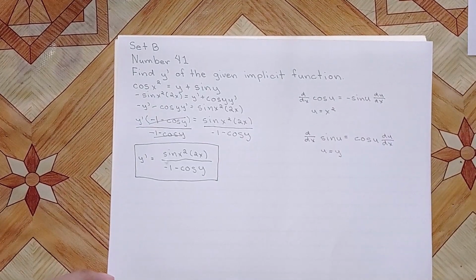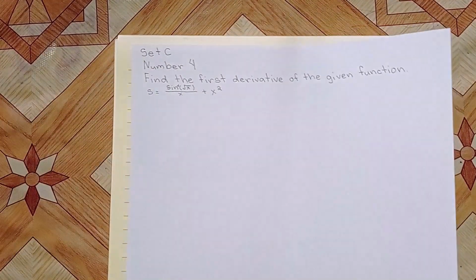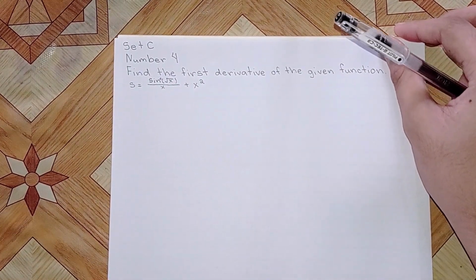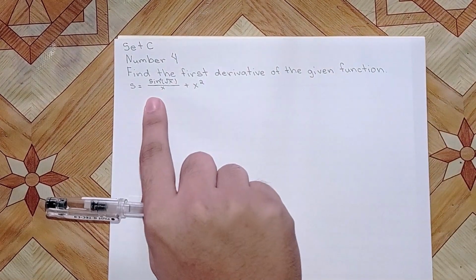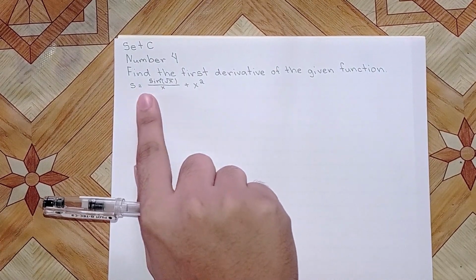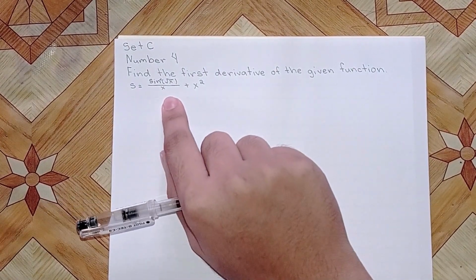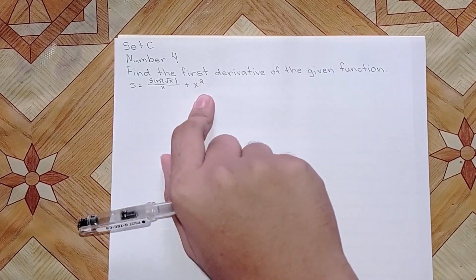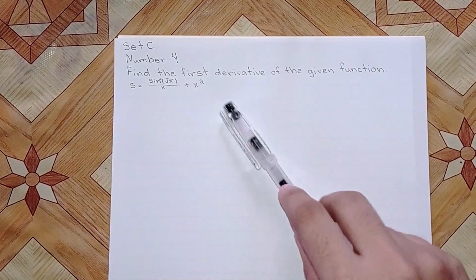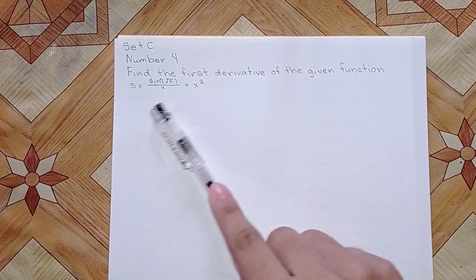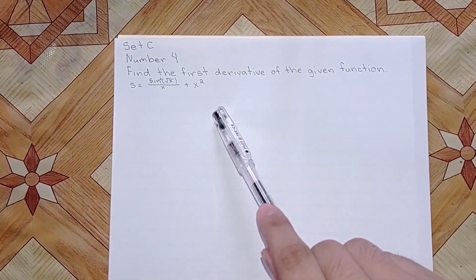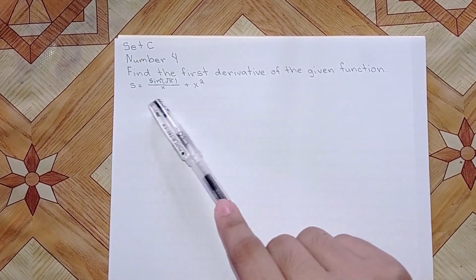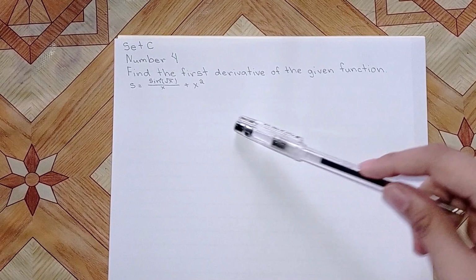Now let's go to our second function, which is an inverse trigonometric function wherein s is equal to arc sine square root of x over x plus x squared. If we analyze this function, we can say that we can apply the sum rule, wherein we can find the derivative of each term independently from each other.